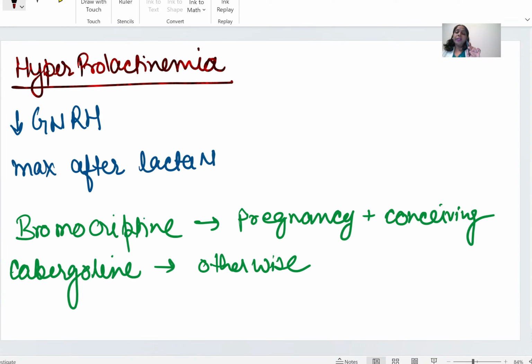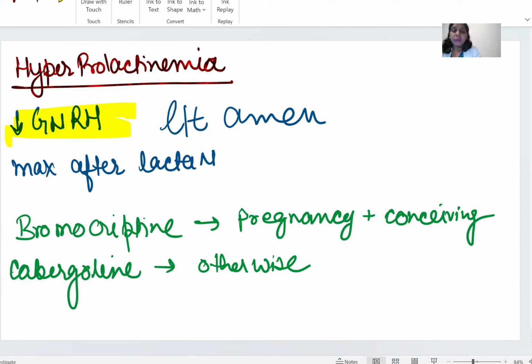You should know only 2 points about hyperprolactinemia. Please focus here. The topic will be finished. That increased prolactin decreases GnRH. That is why it leads to amenorrhea. It will be asked in the question that increased prolactin inhibits hypothalamus or pituitary. It inhibits hypothalamus. Okay, it inhibits hypothalamus.